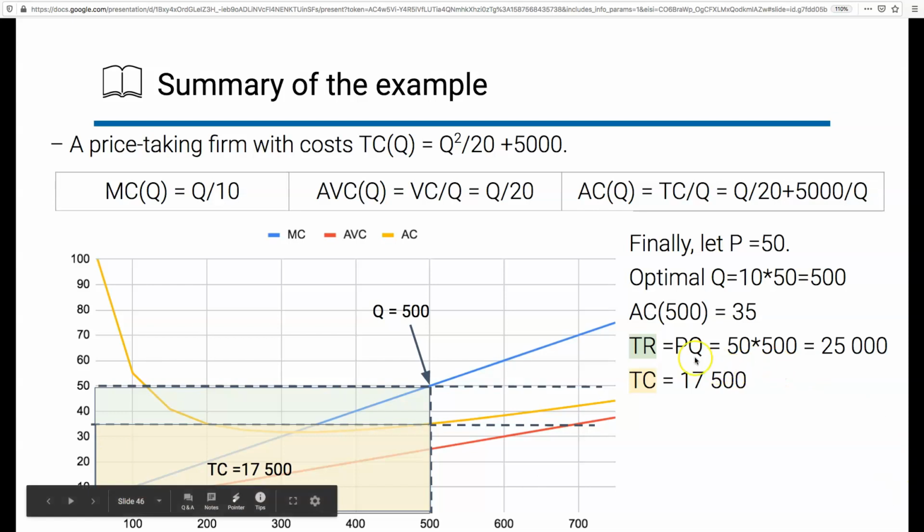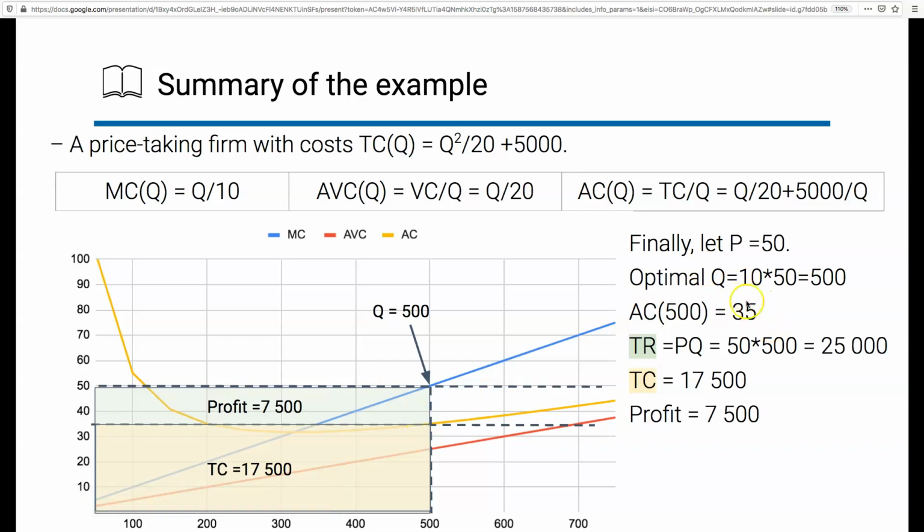And clearly the difference between total revenue and the total cost is going to be the profit. So the profit is the leftover green rectangle of $7,500. If on average it costs us $35 to produce a unit of output, but we sell it at $50, then per unit on average we're making $15 in profits. So per 500 units the profit is going to be $7,500. And this is all that you need to know about the firm's decision making in the short run. Thank you.